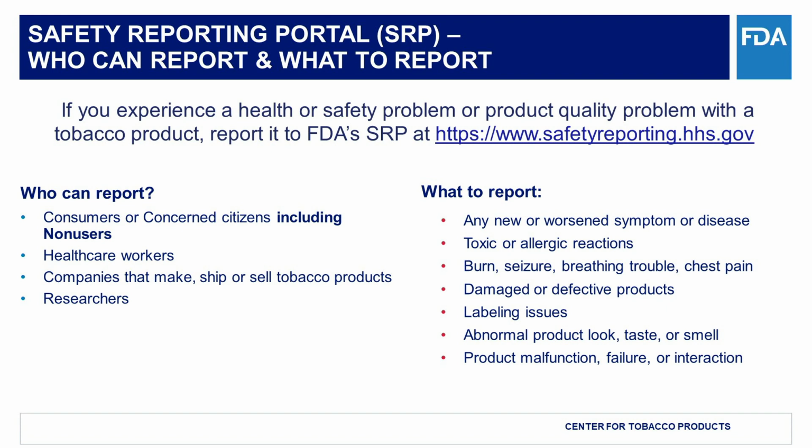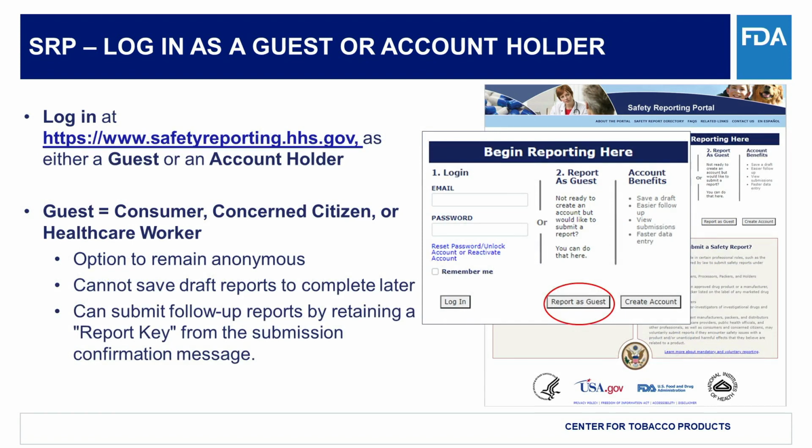Importantly, reports involving either users or non-users are of high interest to the FDA. Users are those who have inhaled, ingested, or directly interacted with the tobacco products on purpose. Non-users are bystanders, or those who did not directly use the tobacco product, or may have interacted with the product by accident. Consumers, concerned citizens, or healthcare workers who submit tobacco product problem reports can choose to submit as either a guest or an account holder.